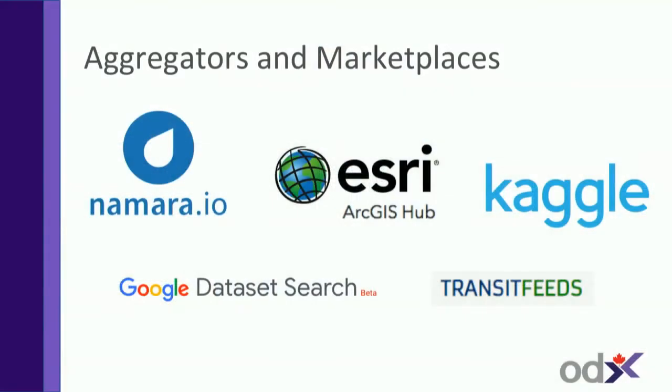Aggregators and marketplaces are something that's really starting to become a little more prominent. What these organizations are really trying to do is solve the problem of having to go search through multiple different open data portals, find the information, and clean it. There's a bunch of them currently in place right now.